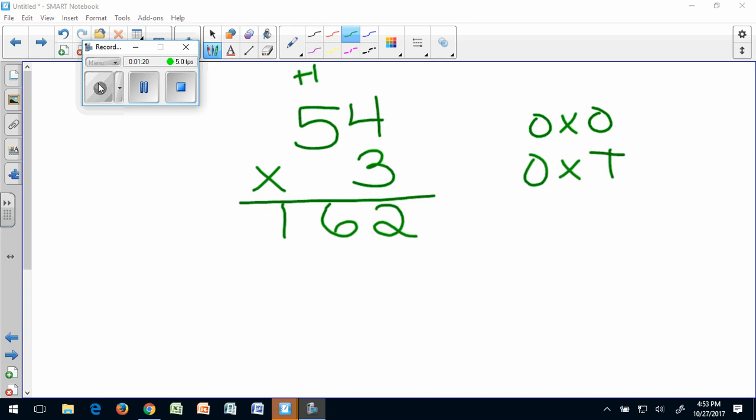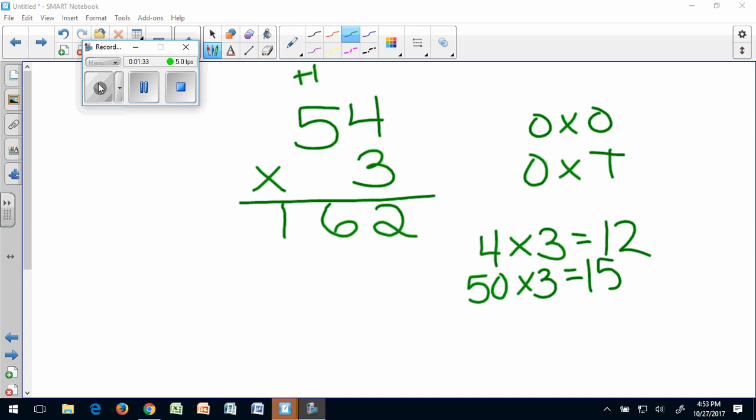If I use partial products for this problem, I would see that 4 times 3 equals 12, and 50 times 3 equals 150. And if I add those together, I get 162, which matches my original problem solved with the algorithm.